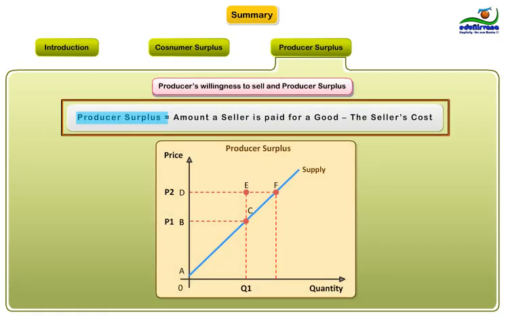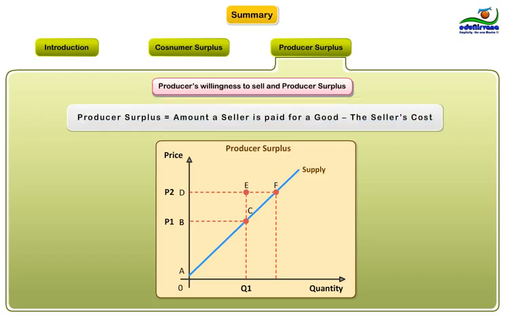Producer's willingness to sell and producer surplus. Producer surplus is the amount a seller is paid for a good minus the seller's cost. It measures the benefit to sellers participating in a market. The area below the equilibrium price and the supply curve measures the producer's surplus in a market.